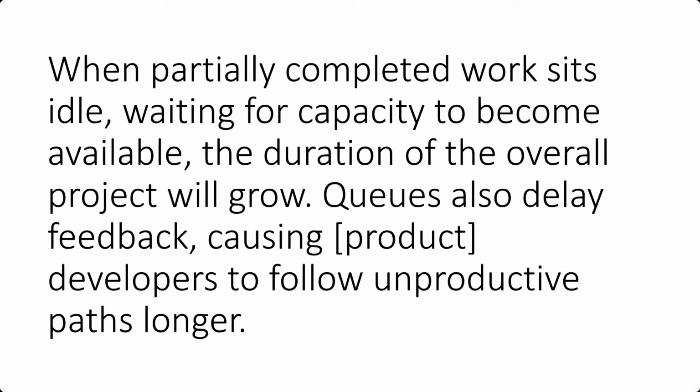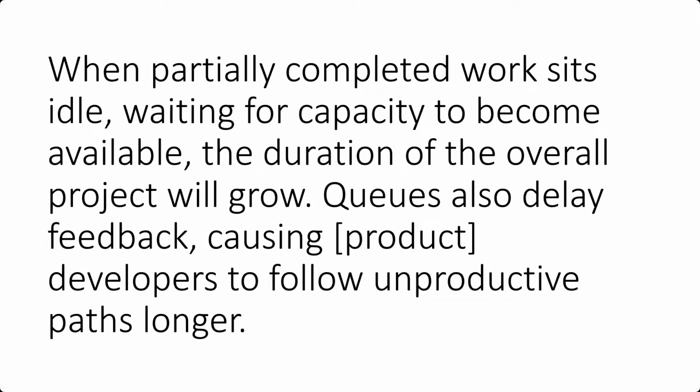So number 1 is partially done work. This one is difficult. When partially done work is waiting for capacity to become available, the duration of the overall project will grow, which seems to make sense, right? If you're waiting, then it's going to grow. But those queues, like work waiting that's partially completed, also delay feedback, which then causes other delays in terms of potential other types of waste.